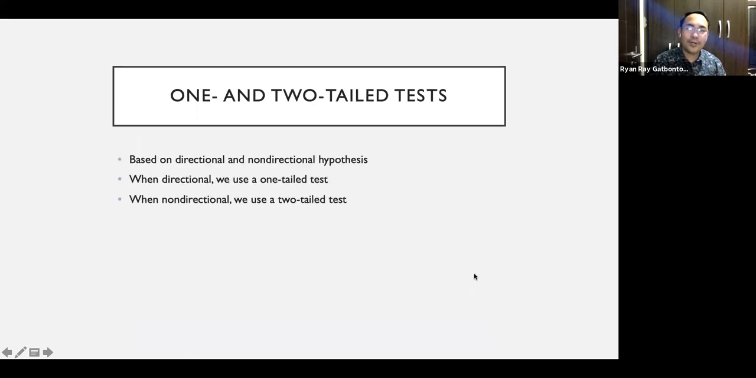Now, deciding on one- or two-tailed test values will always be based on the direction of your hypothesis. If your hypothesis is directional, we use a one-tailed test. When we say our hypothesis is non-directional, we use a two-tailed test.